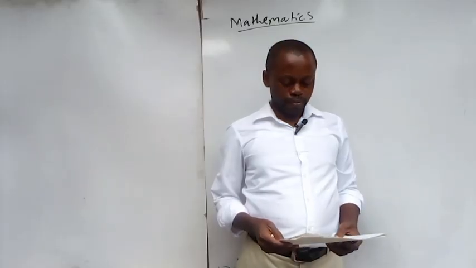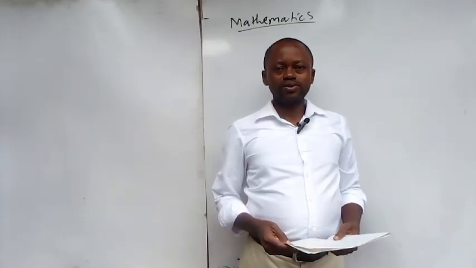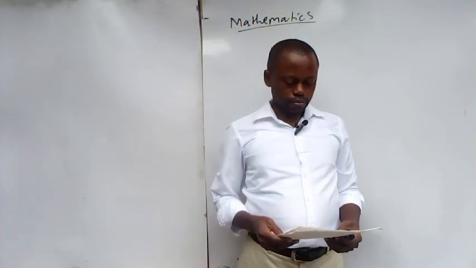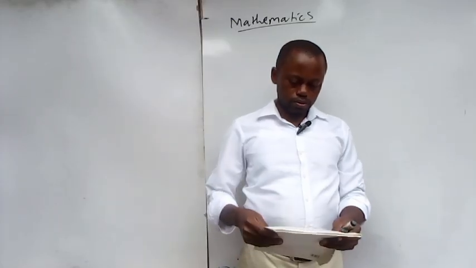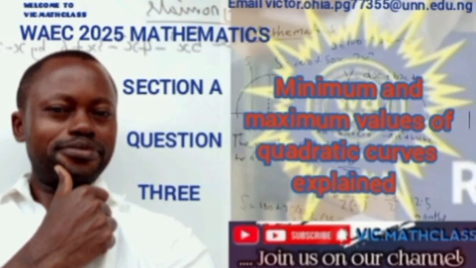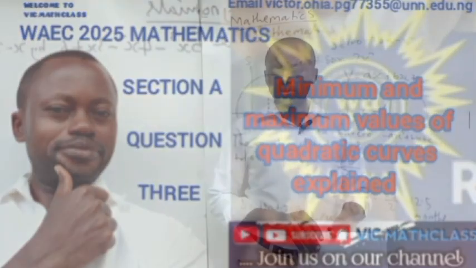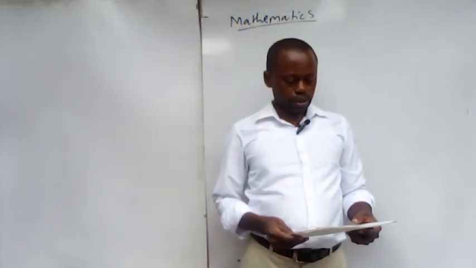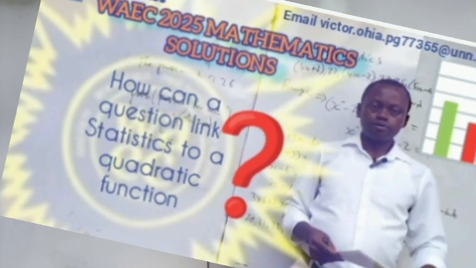My name is Victor Digomore here, and we are still looking at the mathematics exam that was written this year, 2025. We are still solving the questions that are there. We have been able to solve the theory part, section A. There are up to 5 questions in section A, and we have solved these 5 questions in the previous classes we had. It will be of interest for you to take those classes so that you can see what we have been able to do.